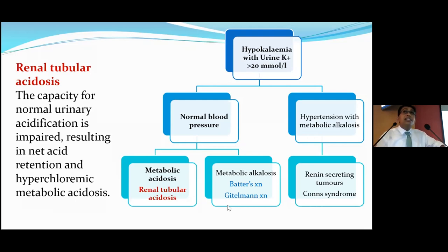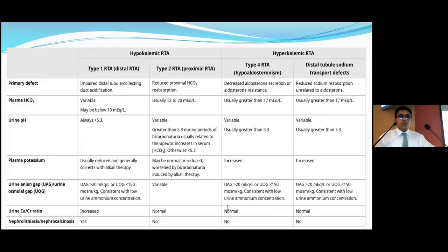And what is renal tubular acidosis? That is, the capacity for normal urinary acidification is impaired, resulting in net acid retention and hyperchloremic metabolic acidosis. Renal tubular acidosis is broadly categorized into two, that is hypokalemic renal tubular acidosis and hyperkalemic renal tubular acidosis. In hypokalemic renal tubular acidosis, there are two types. Number one is type 1 renal tubular acidosis, also called distal renal tubular acidosis, and type 2, also called proximal renal tubular acidosis.